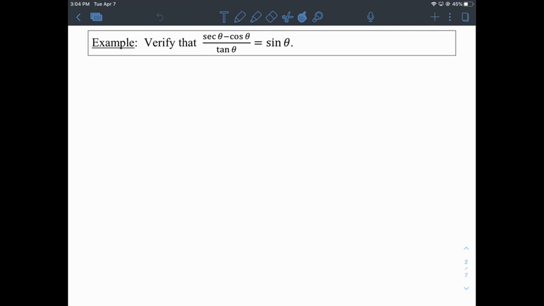you guys in the previous lesson because we didn't use a lot of them, so just kind of building that repertoire up. All right, so this one, we are going to verify that secant of theta minus cosine of theta, all divided by tangent of theta, is equal to sine of theta. Step one is always to copy. Whichever side you are starting with should be the more complicated side. Generally, when you are choosing, make sure you copy that side down. So secant theta minus cosine theta, all divided by tangent theta.